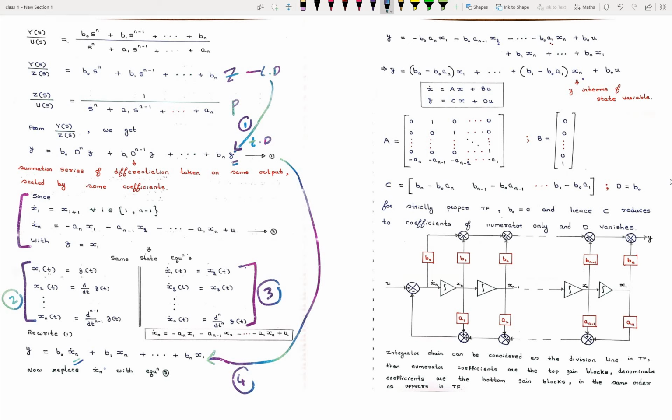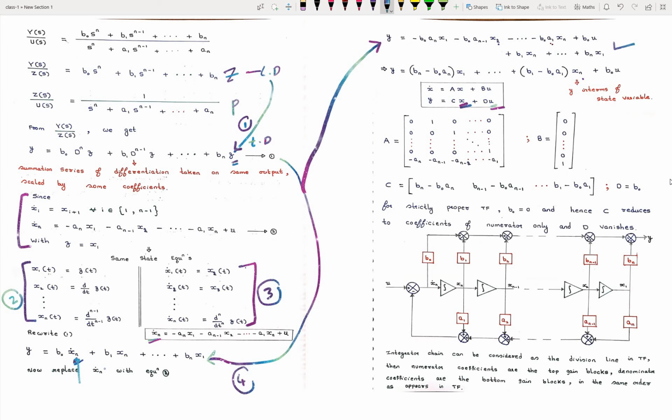The next step is that output y should be a function of states and input. But we have xn dot here, so we have to write this xn dot in terms of states, and we already have the state equation for xn dot in terms of states. So I just substituted it here, and by doing simple algebra we arrive at this equation. I have written it in detail, so just pause the video and you will get the details.